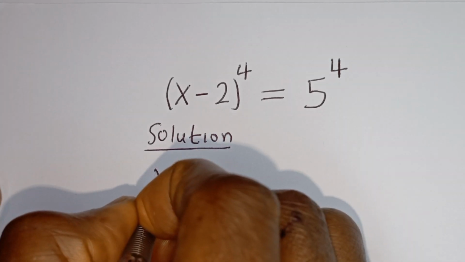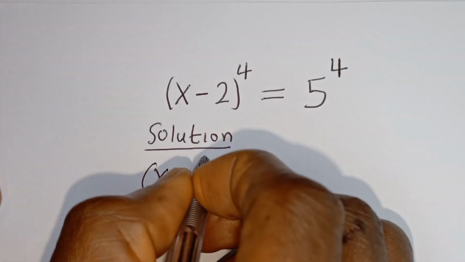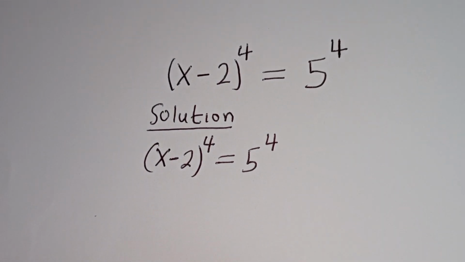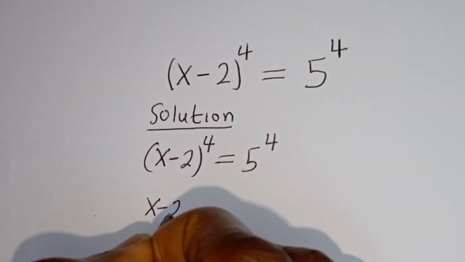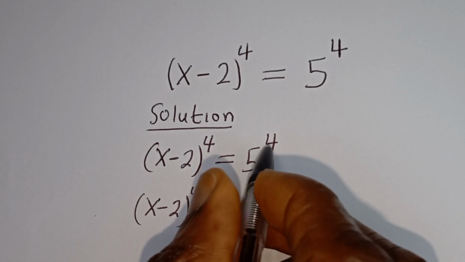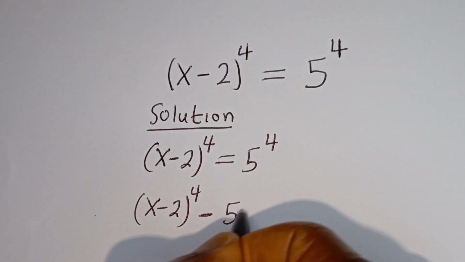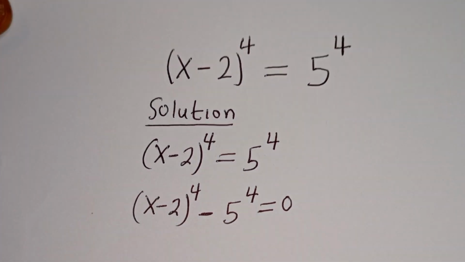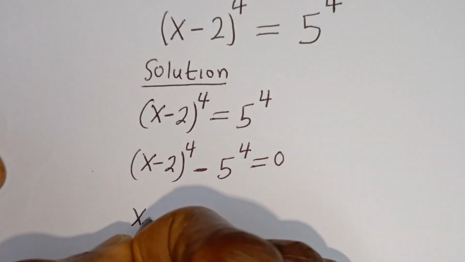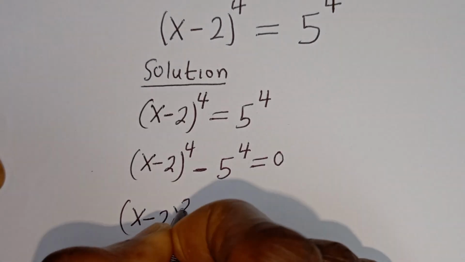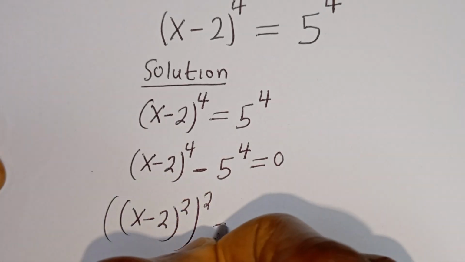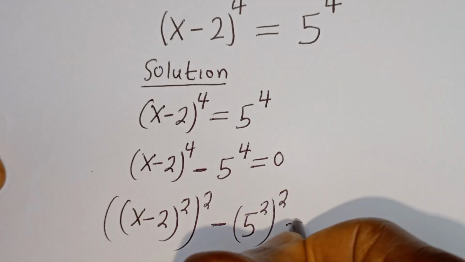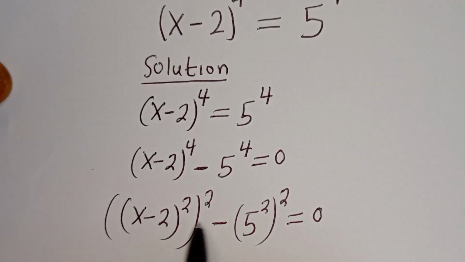Then we have (x minus 2) to the power of 4 is equal to 5 to the power of 4. Now, if you bring this to this side, it becomes (x minus 2) to the power of 4 minus 5 to the power of 4 is equal to 0. Then we have (x minus 2) square, squared, minus 5 square, squared, is equal to 0. Then this is in the form of perfect square.